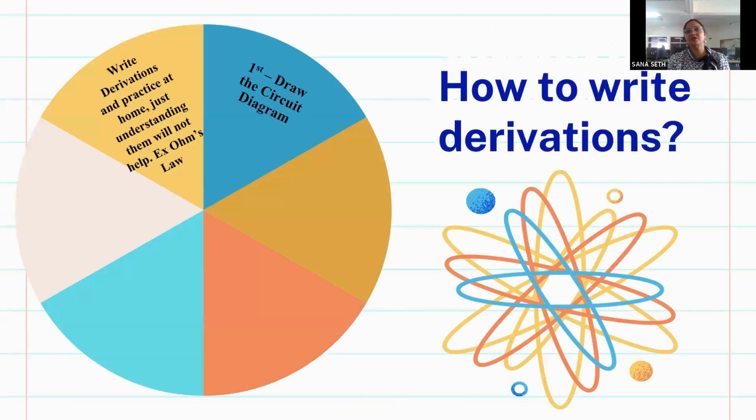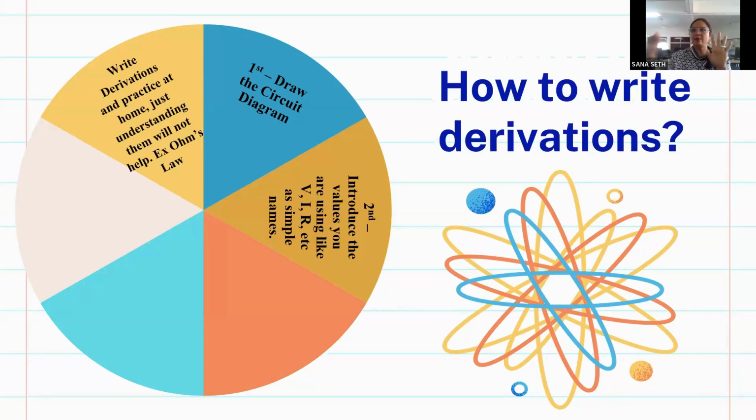If necessary, first draw the circuit diagram. Second is introduce the values. So in Ohm's law derivation, for example, I've drawn the circuit diagram and I'm going to use V, I, R. So please write V for potential difference, I for current. So introduce your values.